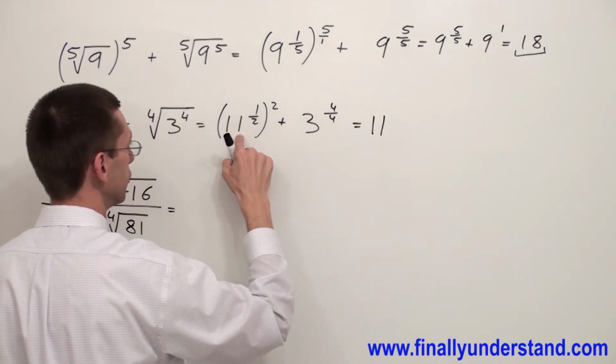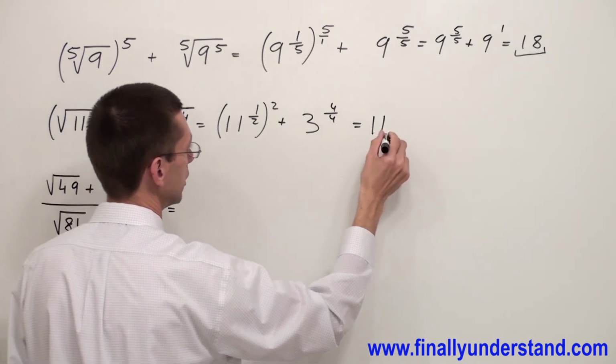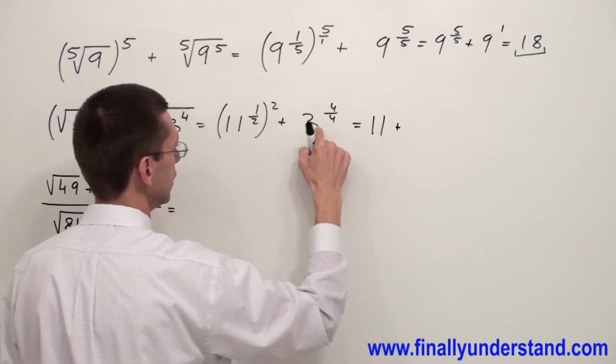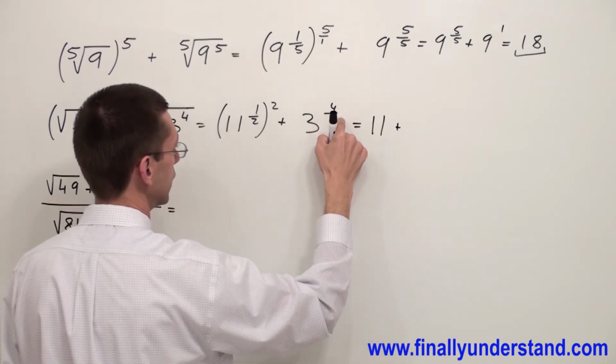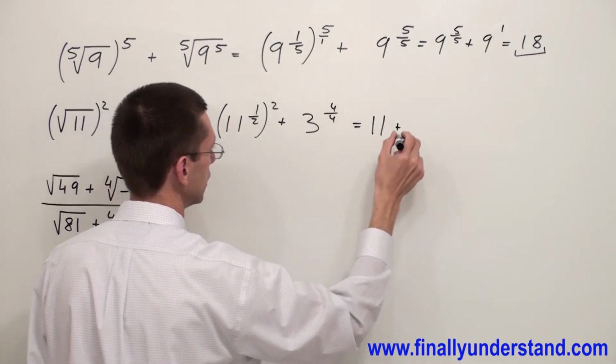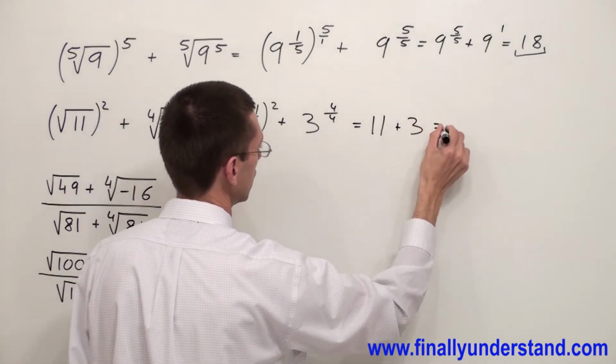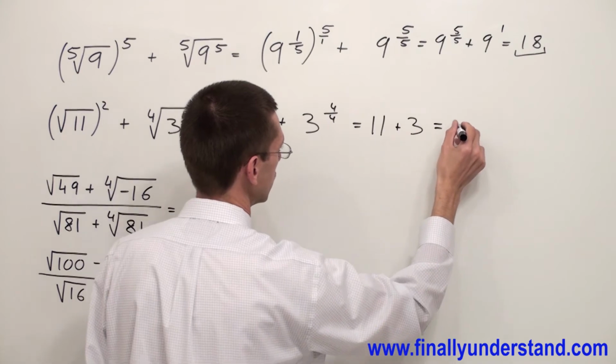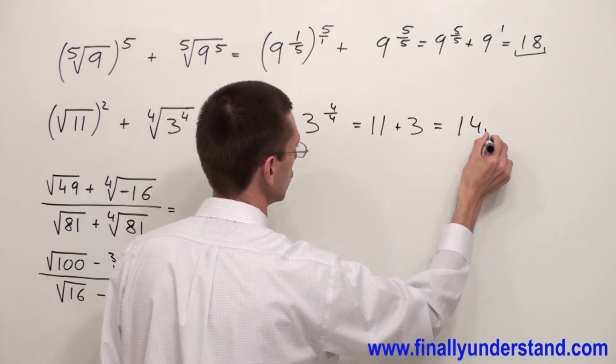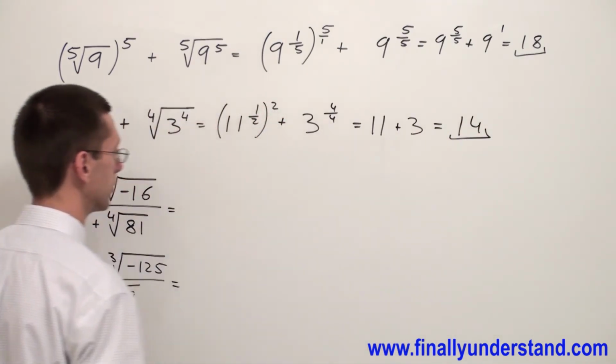Because 11 to the 1st power is just 11, plus 3, and 4 divided by 4 is 1, so 3 to the 1st power is just 3. 11 plus 3 is 14. This is the solution to my second problem.